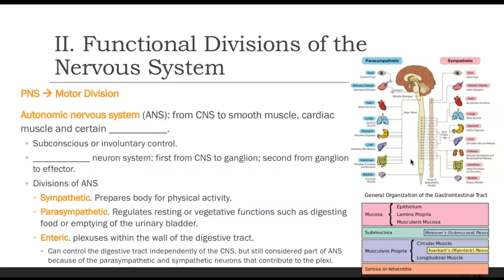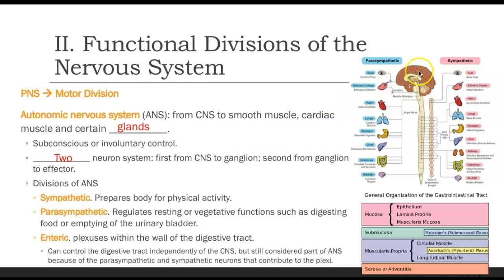Now let's talk about our other nervous system in the motor division, which is the autonomic nervous system. This is our nervous system that sends information from our central nervous system, which we see over here, to either smooth muscle or cardiac muscle, or it's going to be certain glands. So this could be to like the adrenal glands on the kidneys or something like that. Now, this nervous system is subconscious or involuntary, so we cannot consciously think to stimulate this. And we have two neuron systems.